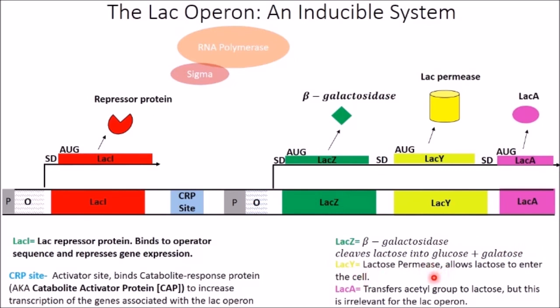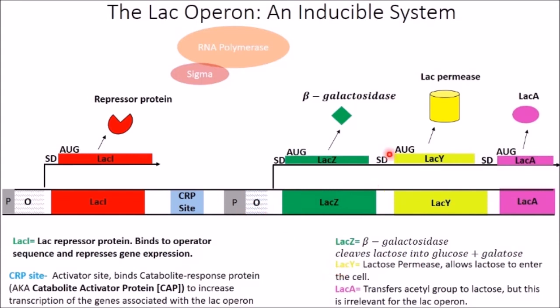You should appreciate the fact that, again, all cells have a phospholipid bilayer. Lactose is not lipid soluble, so it needs a channel to flow through. In order to get that, you need lac permease. And lac-A is irrelevant. It transfers an acetyl group to lactose, but it doesn't affect anything about the lac operon. So it doesn't play a big role here. We're not even going to mention it further than that.